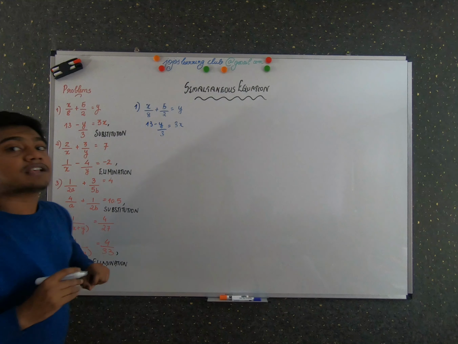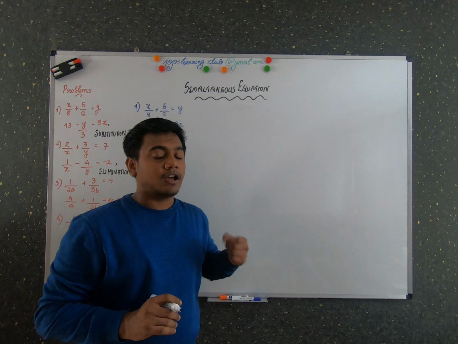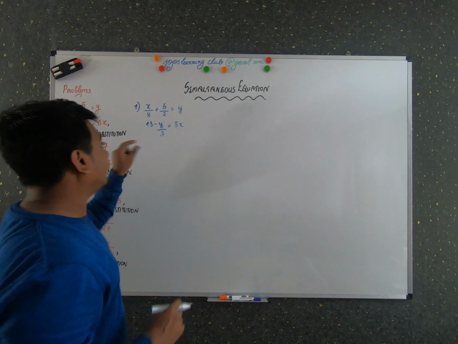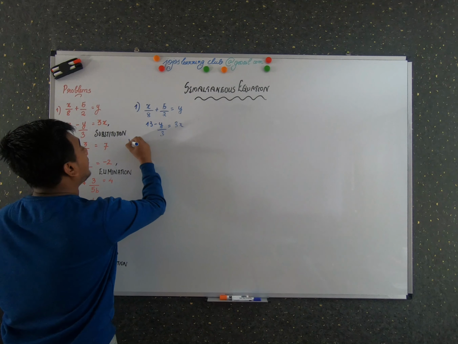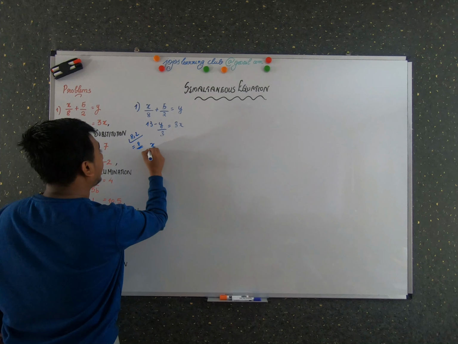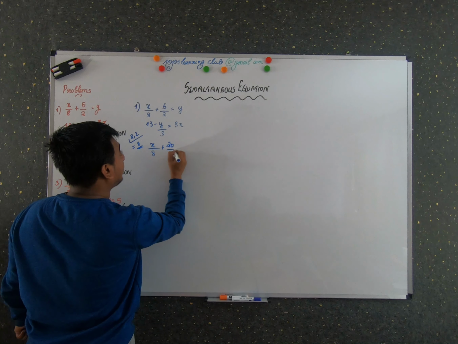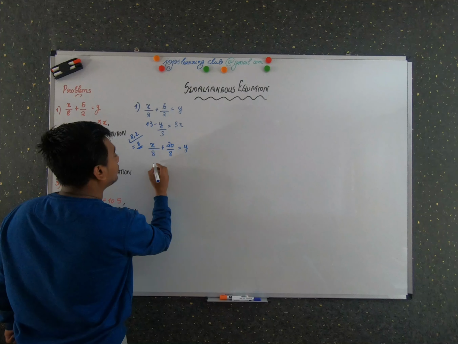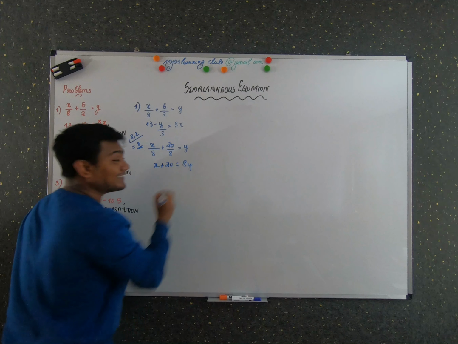Before solving these equations, I'm going to eliminate all these fractions so that I make it into a form without fractions. For that, I'm going to take the LCM on the first equation, and I know that the LCM of 8 and 2 is 8 itself. So x by 8 plus, I'm going to multiply here with 4, so 20 by 8 is equal to y. So now you know that x plus 20 is equal to 8y, right?